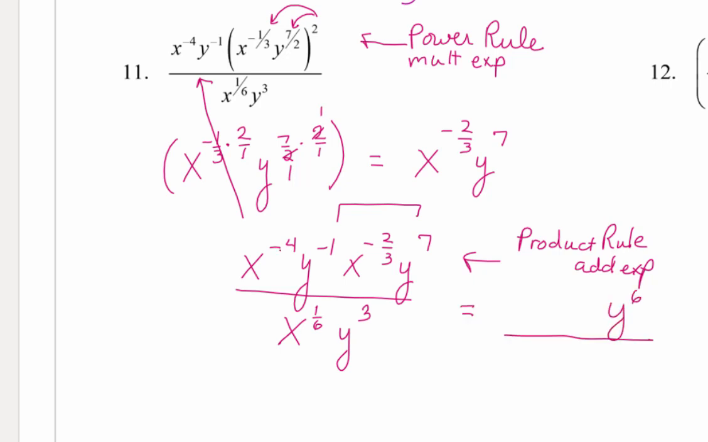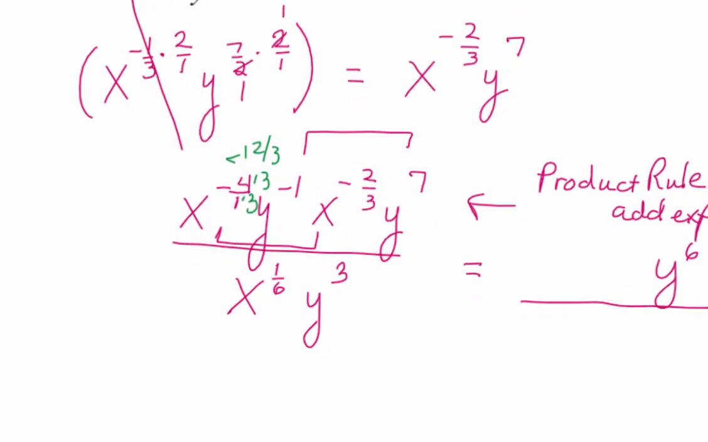Now we have this x to the negative 4 over 1. And now we need a common denominator, right? We're going to do these two x's right here. And so let's see, we need a new color, don't we? Boom. Denominator's 3. Changing those, that's a negative 12/3 here. And then this x has a negative 2/3 exponent. Add those two exponents, they're both negative. So we're going to write x to the negative 14/3. Below we have our original x to the 1/6 and our y cubed.